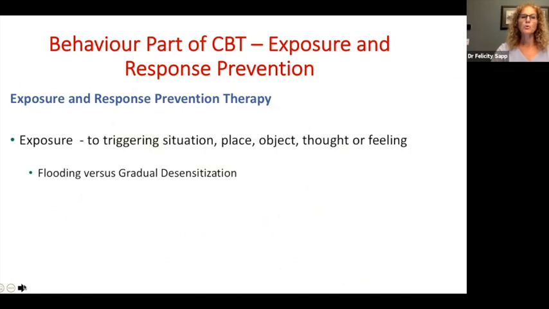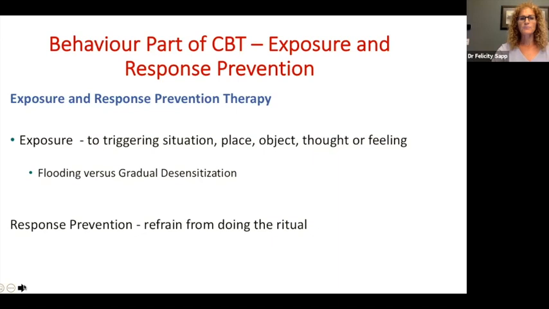Exposure is where you expose the patient to a triggering situation, place, object, thought, or feeling. And you can do this in a flooding way, like jumping right in, or in a more gradual way. And then the response prevention aspect is where you're encouraging the patient or child to refrain from doing their ritual.